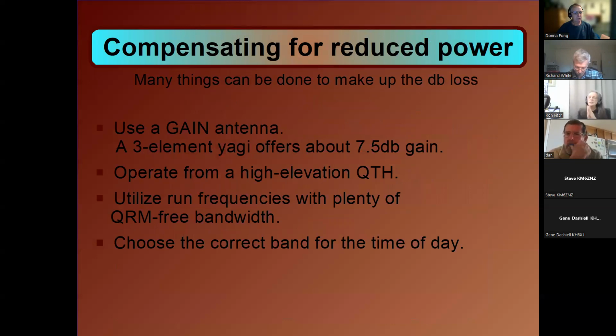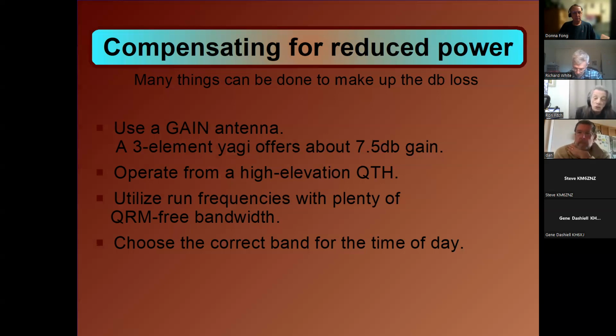So what can we do to compensate for the dB loss when we go down to QRP? One thing you can do is use a gain antenna. Here at the portable location in Concord, I have up on a pole about 30 foot high a high gain single band 10 meter antenna, called a Long John Yagi. It's 3 elements, and it gives me about 7.5 dB gain, a little over 2 S units improvement.